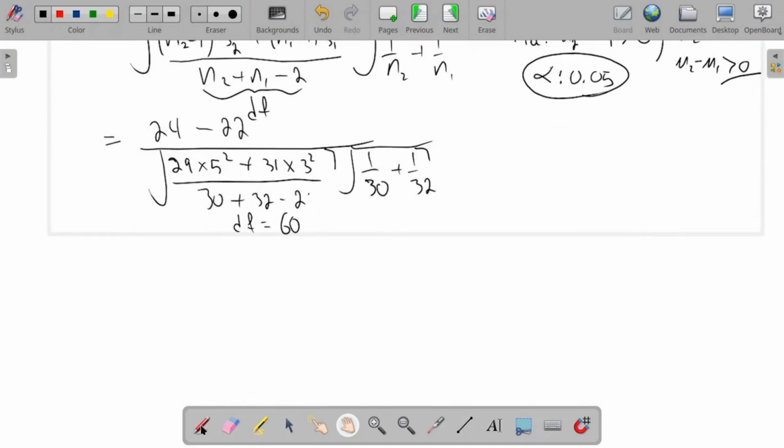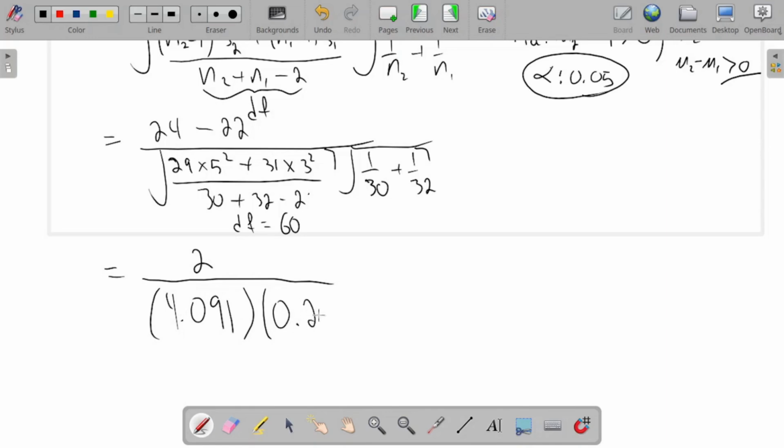Now, the numbers. What do we get? Well, this is 2. I don't need a calculator for that, I hope. At least not yet. I know I'm getting old, but I'm not that old that 24 minus 22 is actually 3. Just kidding. So the first square root is 4.091. I'm only going to use 3 decimals. And then the second square root is 0.254. Now, we multiply that denominator.